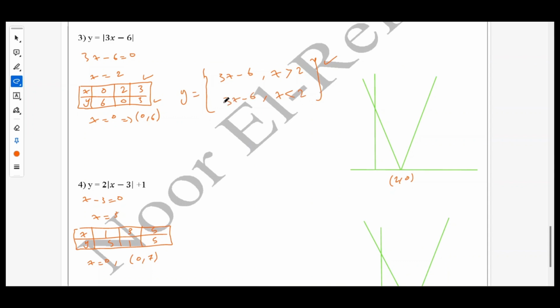3x minus 6. I'm going to choose 0. 3 by 0, 0 minus 6, negative 6, and it should be positive. So I'm going to multiply this by a negative sign.